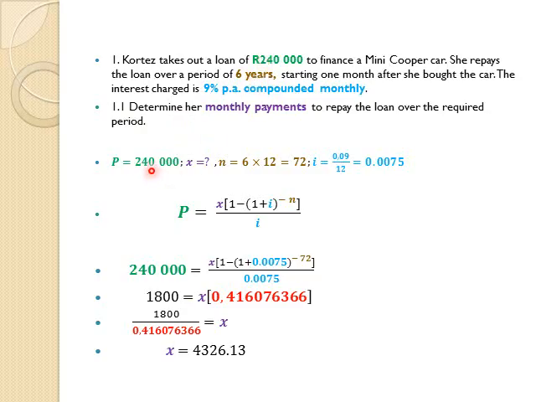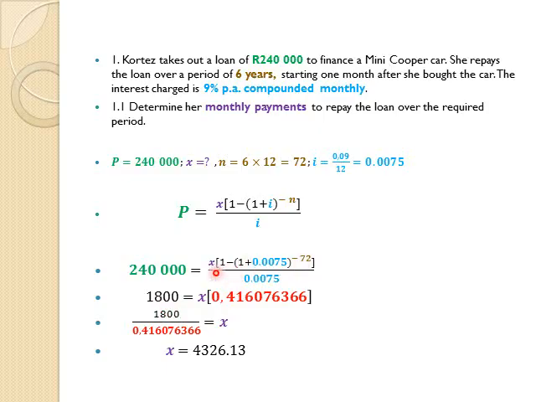So P is 240,000, and the monthly payment X is what we're looking for. 6 years compounded monthly, so 6 times 12 gives me 72. 9%, 9 divided by 100, is 0.09. Compounded monthly, divided by 12, gives me 0.0075. So P is 240,000, X is what I'm looking for, i is 0.0075, n is negative 72. 240,000 times 0.0075 gives me 1,800.